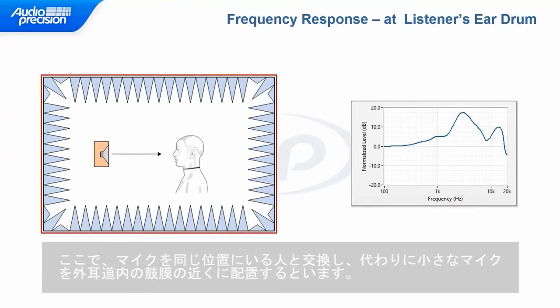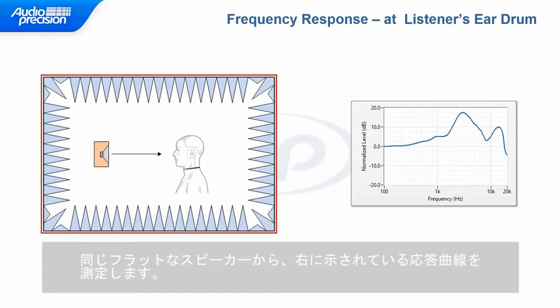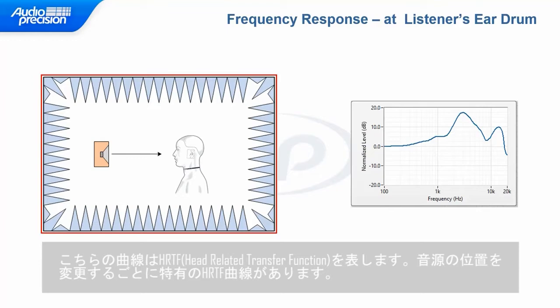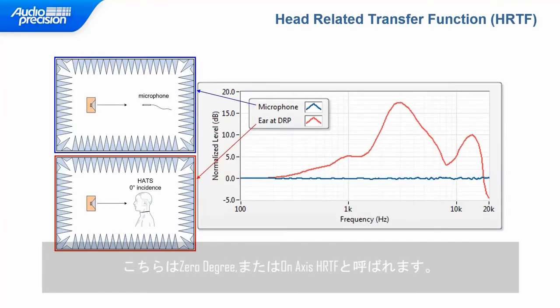Now suppose we replace the microphone with a person at the same position, and instead we put a tiny microphone inside their ear canal, close to the eardrum. From the same perfectly flat loudspeaker, we would measure the response curve shown on the right. This curve is known as a head-related transfer function, or HRTF. There is actually a different HRTF curve for each position of the source around the person in three-dimensional space. This one is called the 0-degree or on-axis HRTF.